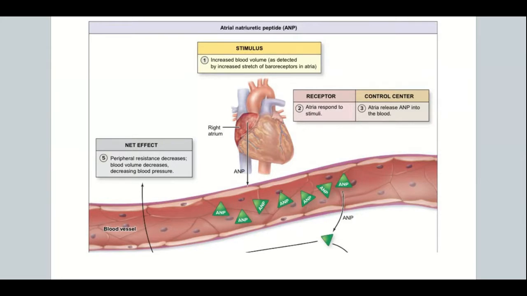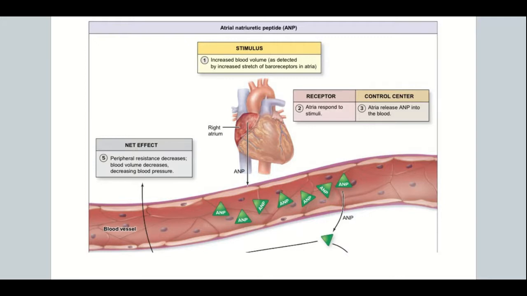So as the atrium gets more stretched, this is released, and ANP is going to inhibit the angiotensin or renin-angiotensin system. It is therefore also inhibiting ADH and aldosterone, since angiotensin 2 is one of the things that promotes release of those two. This atrial natriuretic peptide will inhibit these, and it will then also cause increasing glomerular filtration rate.